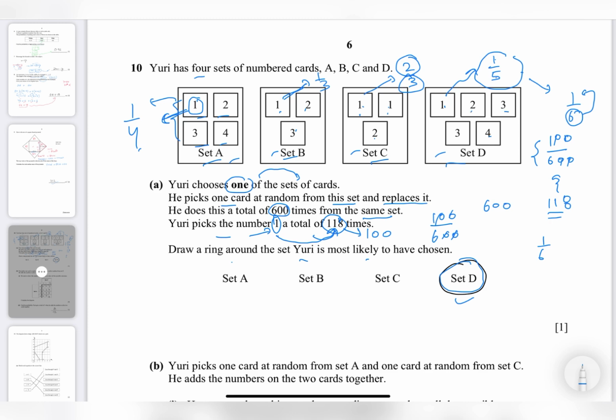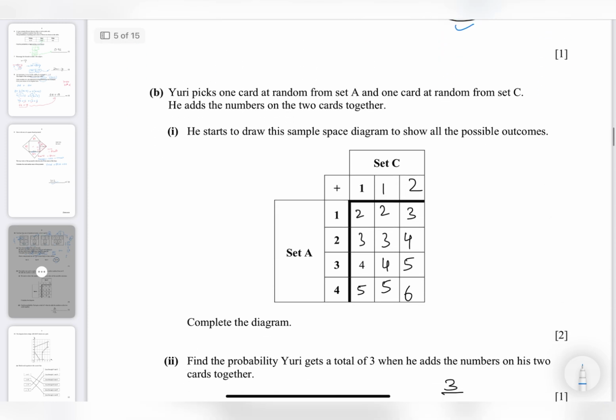Which one is the closest? 1 upon 5 is closest to 1 upon 6. So set D is most likely to have been chosen by Yuri.